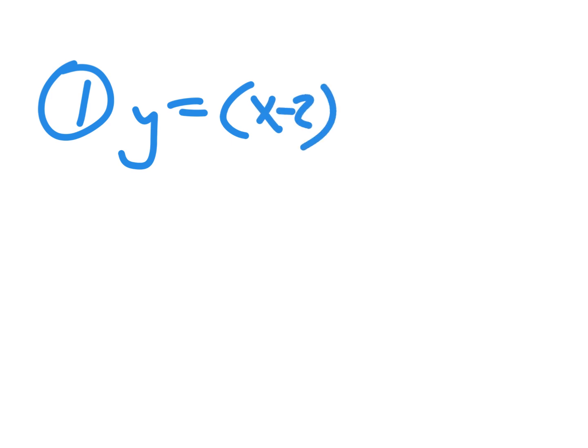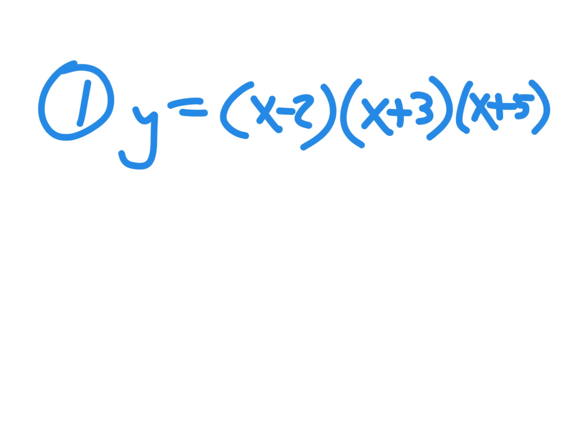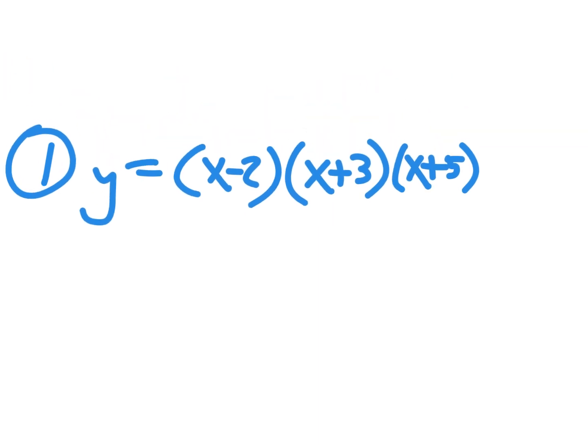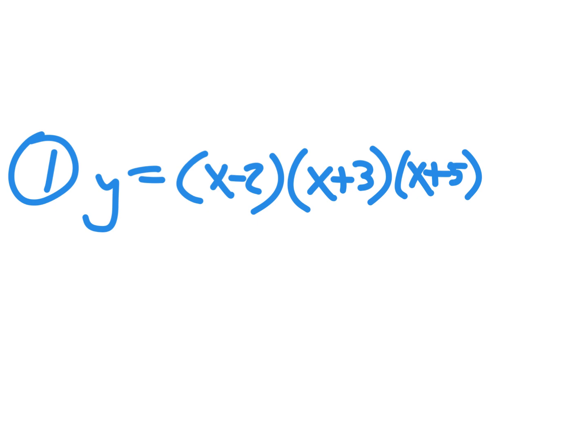Would you read me number 1, please? Y equals, in parentheses, x minus 2, in new parentheses, x plus 3, and then x plus 5. Okay, cool. What is the thing that I kept saying over and over? How do you start these again? Lead term, good. Everybody find the lead term.